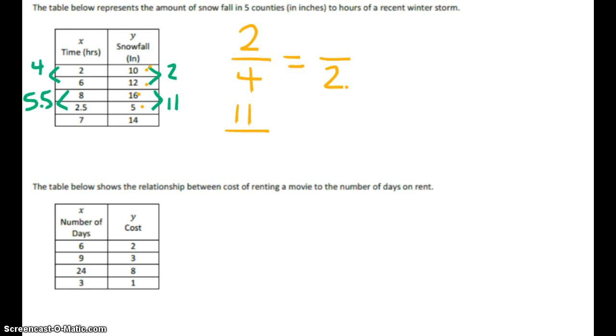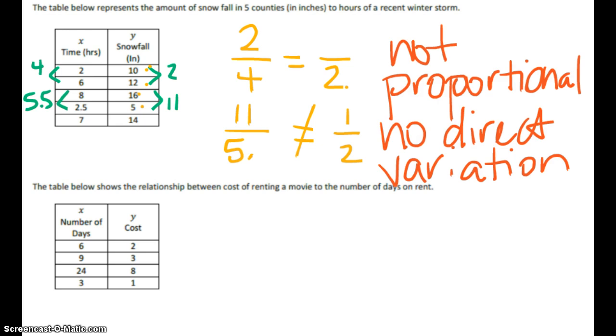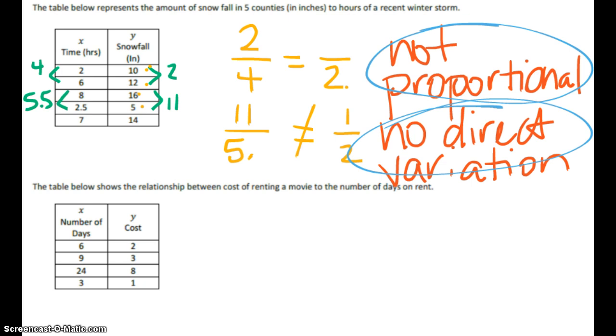I would determine that my slope is 11 over 5.5, which is not equal to 1/2. So we do not have a direct variation. There is not a proportional relationship between snowfall and time. So again, this situation is not proportional. There is no direct variation. Now go ahead and do the second situation.